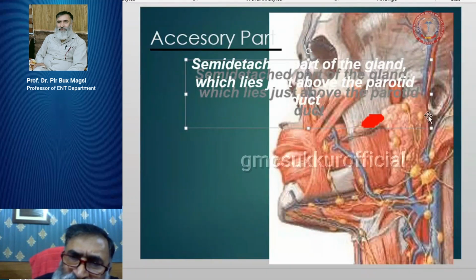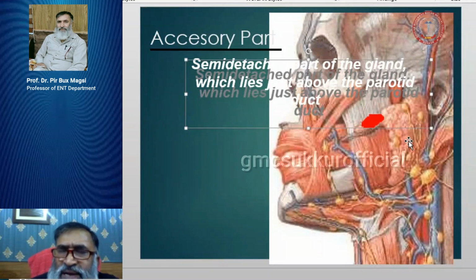You see, surgery is always done in case of tumors, like benign tumors such as pleomorphic adenoma. So when there are tumors, we will do the surgery. But in case of viral parotitis and bacterial parotitis, we will go for only conservative treatment. Surgery is considered when there are tumors, whether benign or malignant.